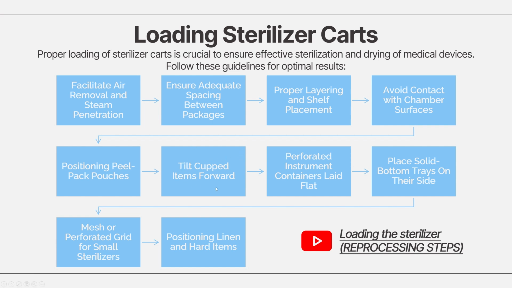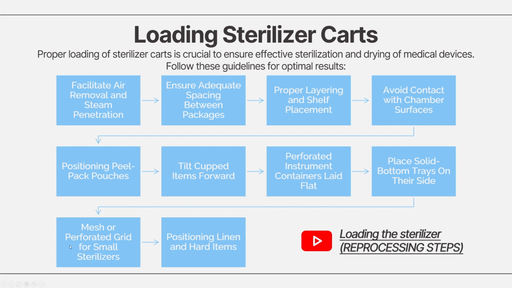So cupped instruments like bowls, basins, and similar cupped items like other trays should be placed on their edge and tilted forward. This prevents water from pooling inside during the cycle, and it also improves drying effectiveness. Perforated instrument containers should be laid flat to allow sterilant to flow through all holes and sterilize internal contents fully. And as for solid bottom trays, you have to place them on their side to expose all surfaces to steam.